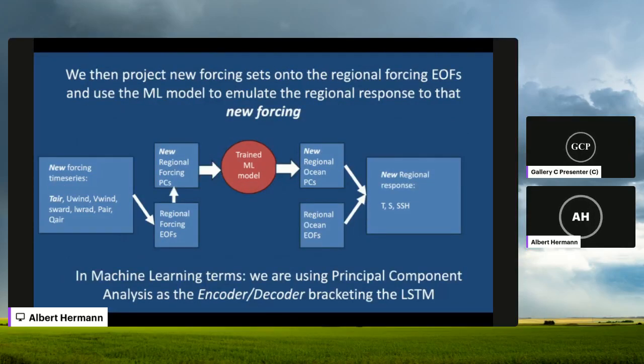Now that you've trained the model, you can feed new sets of forcings, project them onto the EOFs that you calculated previously in the training, which gives you a new set of time series, which you put into your trained model, and that gives you a new set of responses. Put those together with your regional ocean EOFs, and you've got your new regional response. In machine learning terms here, we're using principal component analysis as the encoder and the decoder bracketing the long short-term memory recurrent neural network.